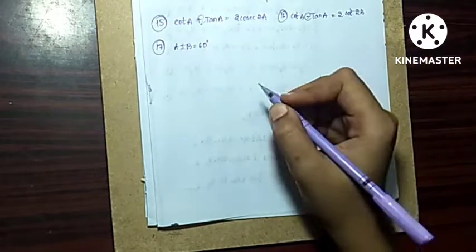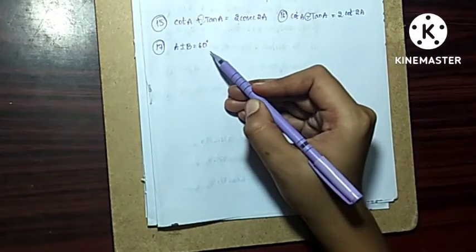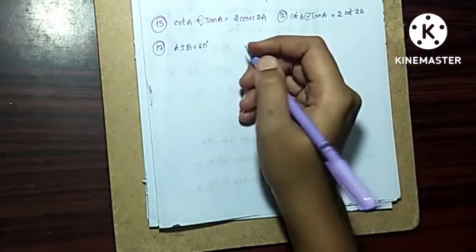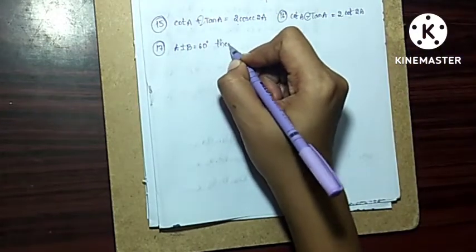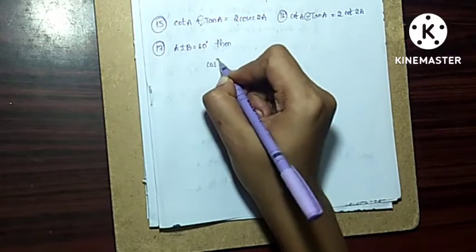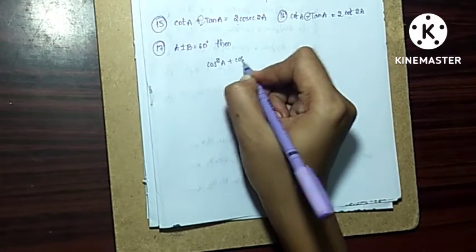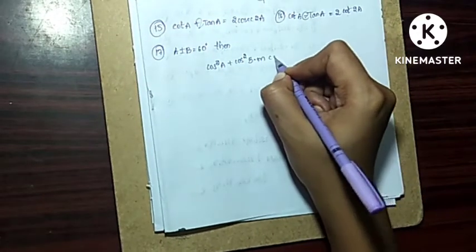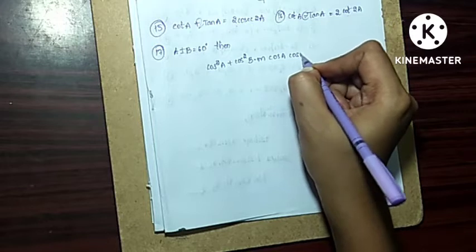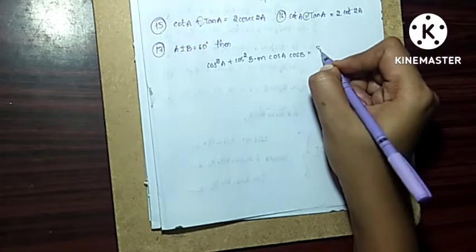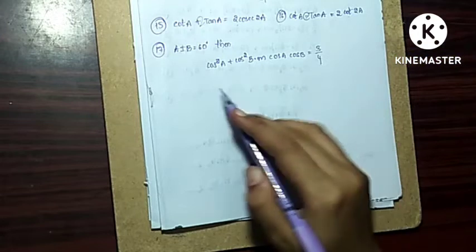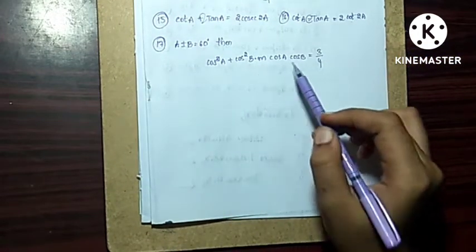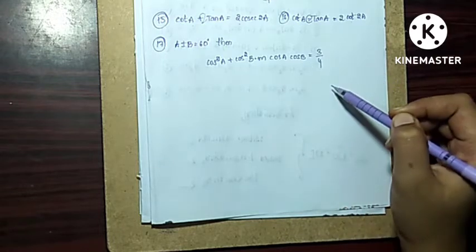If A plus or minus B is equal to 60 degrees, then the condition is cos square A plus cos square B into M cos A cos B is equal to 3/4. Okay, if A plus or minus B is equal to 60 degrees, then cos square A plus cos square B into M cos A cos B is equal to 3/4.